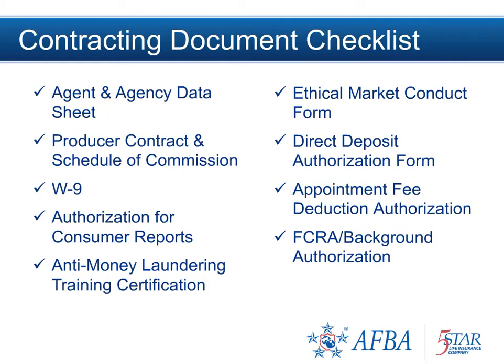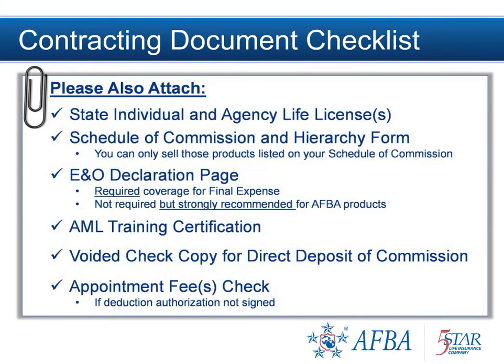Your new agent contract packet includes several important forms that need to be reviewed and filled out completely. We will look at each of these in more detail in today's tutorial. Along with these forms, you will also need to attach your state, individual, and agency life license, schedule of commission and hierarchy form. Please note that you can only sell those products listed on your schedule of commission.